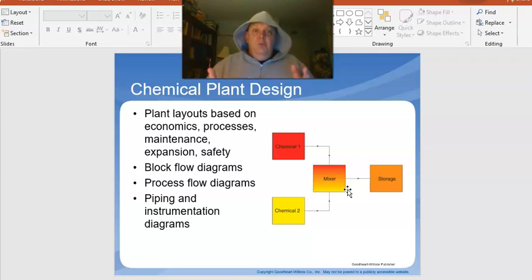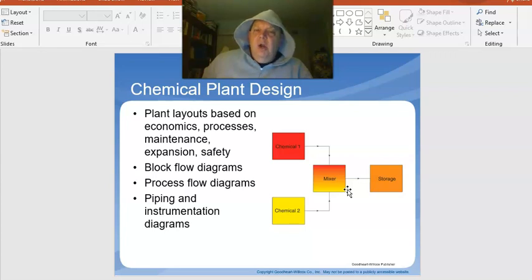Economics, in terms of can we make money with this process? Does it cost us too much money? Then we need to change how we do things. The processes, are they safe? Can we make money with it? Maintenance, is it going to cost us a lot to do maintenance? Can we still make a profit if we're looking at maintenance? And then, of course, safety of your workers, safety of the equipment, things like that.